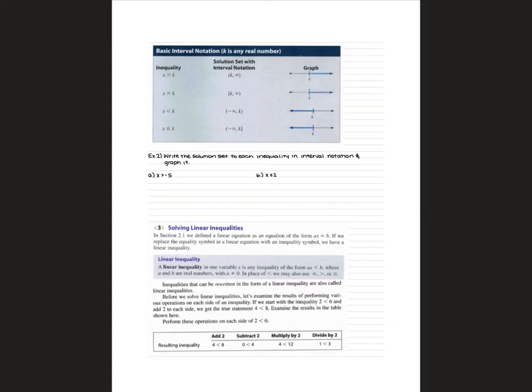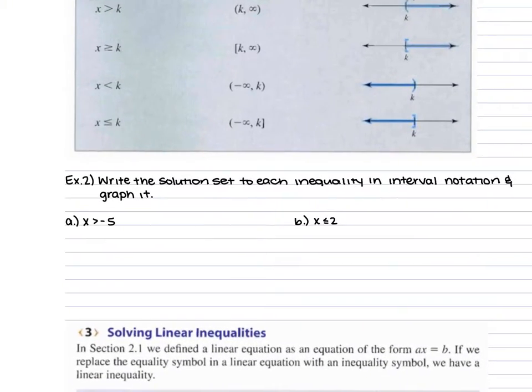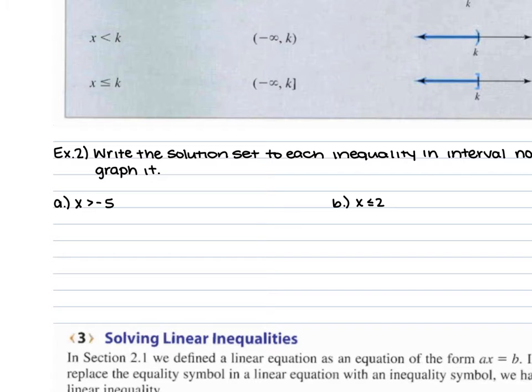For the next part of your lesson, you are graphing the inequalities. So for example 2a, we have x is greater than -5. With these inequalities, as long as your variable comes first, your sign will tell you which way to draw your line on your number line.